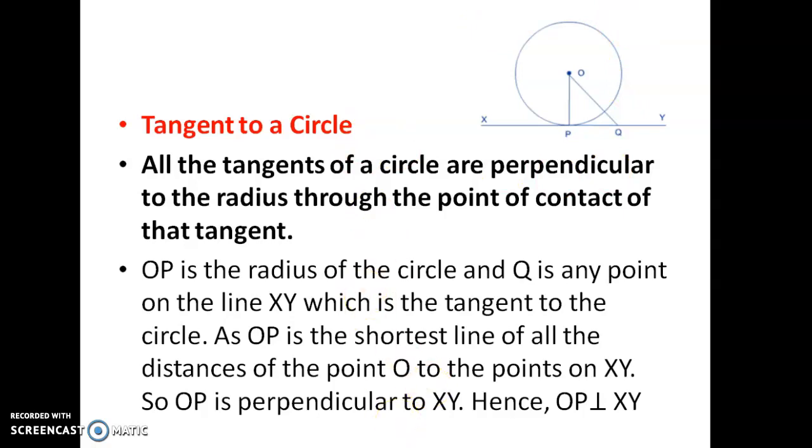It's given very short here in the slide. So how are we proving? We are going to locate one more point on the tangent, that is Q, that should be outside the circle. If you measure it, OQ will definitely be longer than OP. OP will be the shortest of all the lengths OQ, which shows that OP is perpendicular to XY. That's the proof for the theorem.